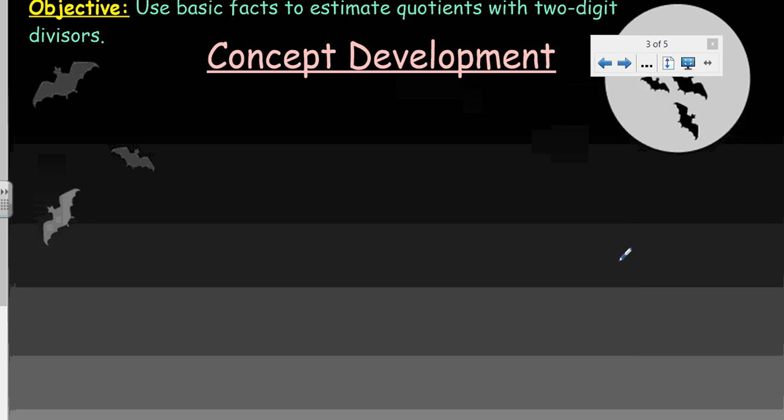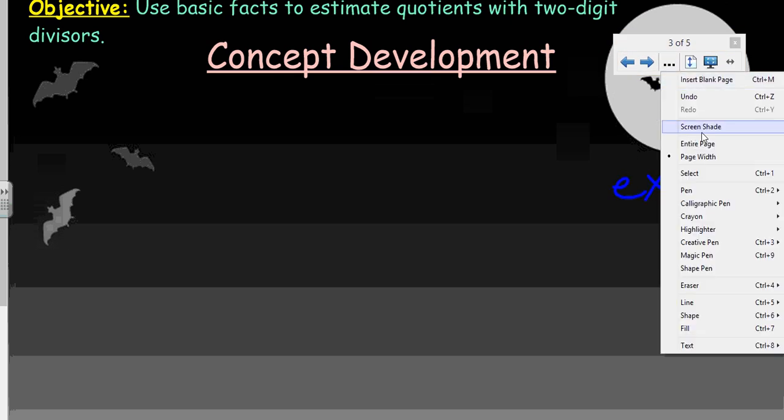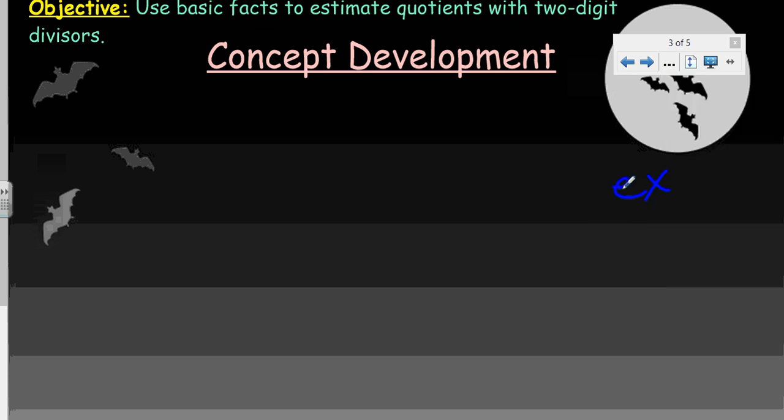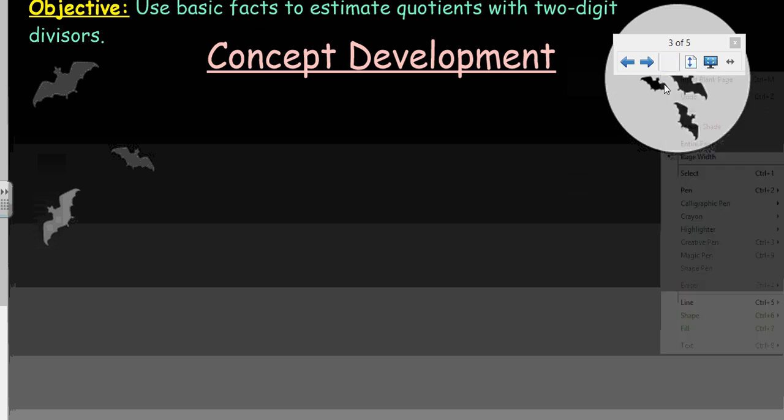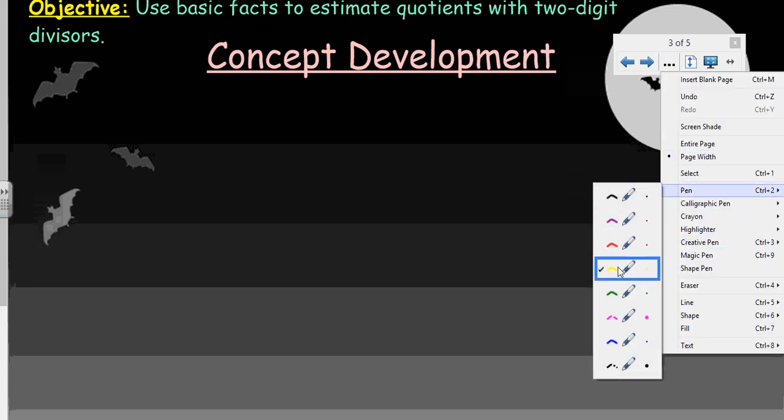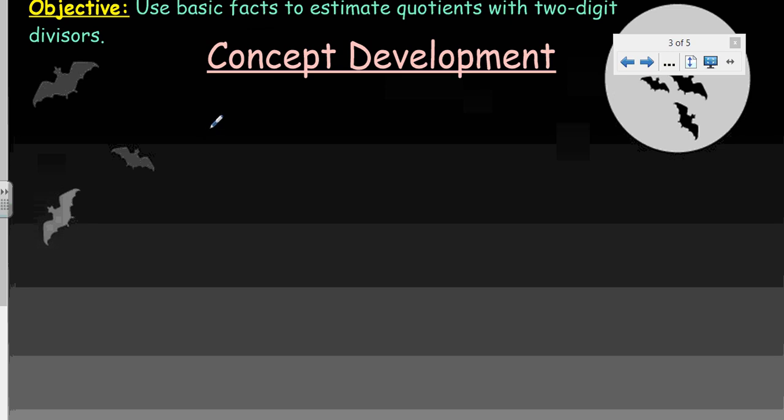So now we're going to move on to the concept development. Let's do a larger problem, like 8,095 divided by 23.